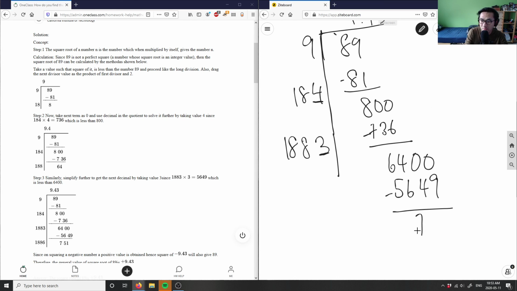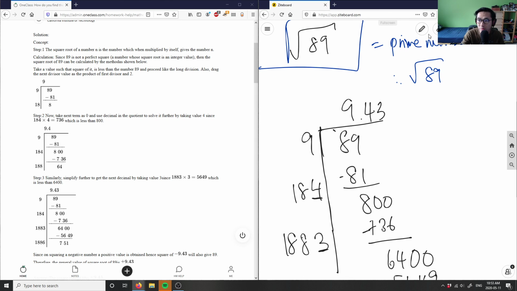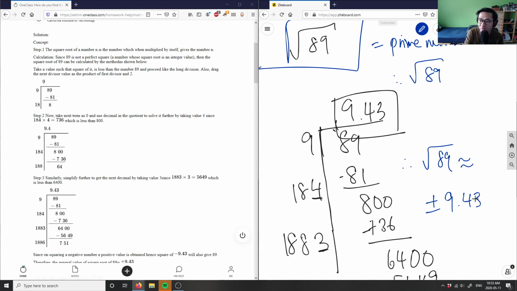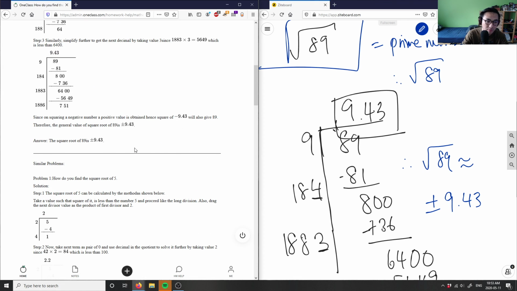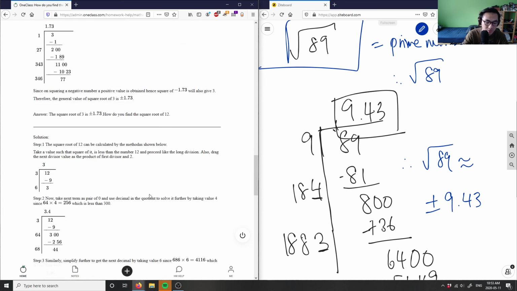And I stop here, right? This here is my answer. As you can see, 9.43 is my answer. So this is the long division used to find a radical. So I can write root of 89 is approximately equal to plus or minus 9.43. This here is my solution for this problem, and as you can see, they also had the correct solution. So the solution here is correct.